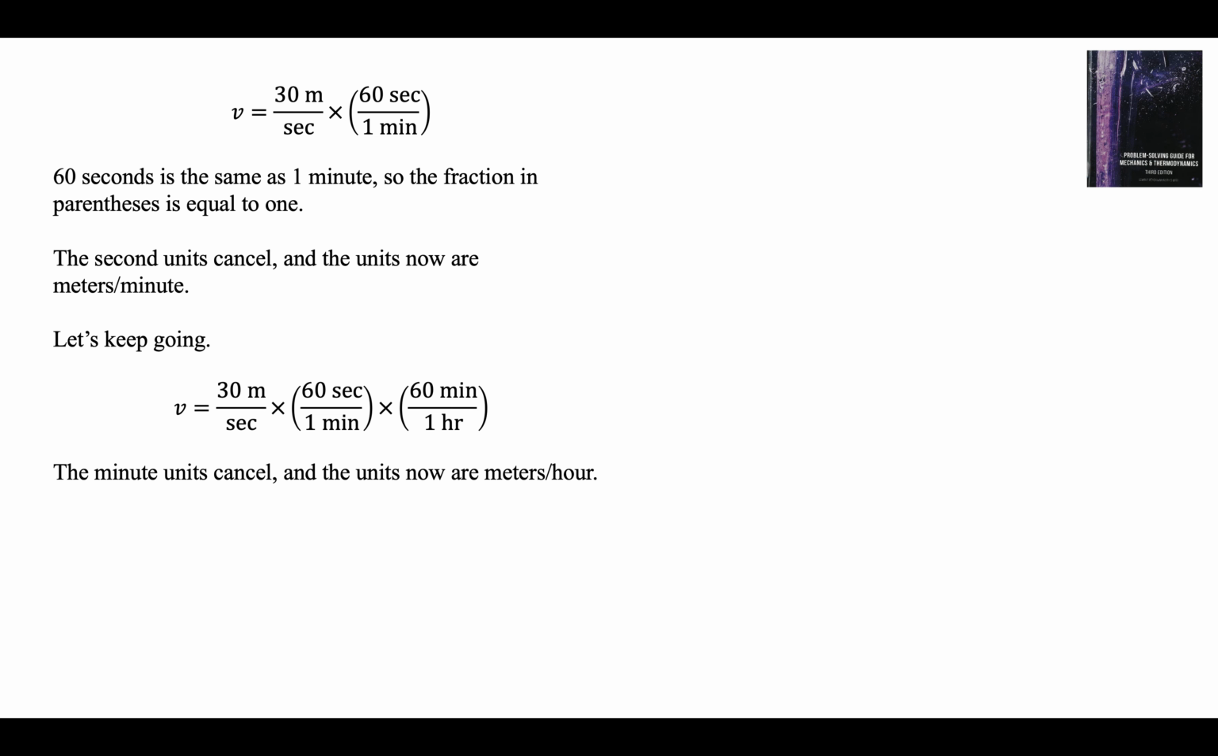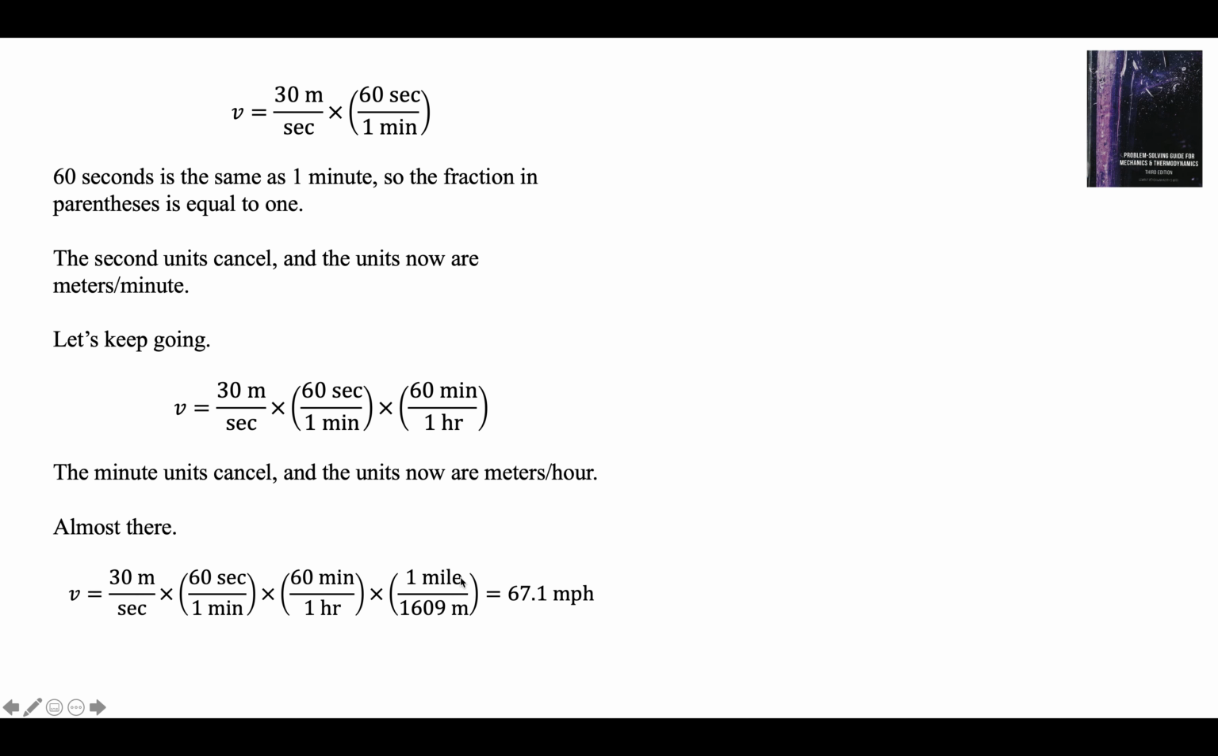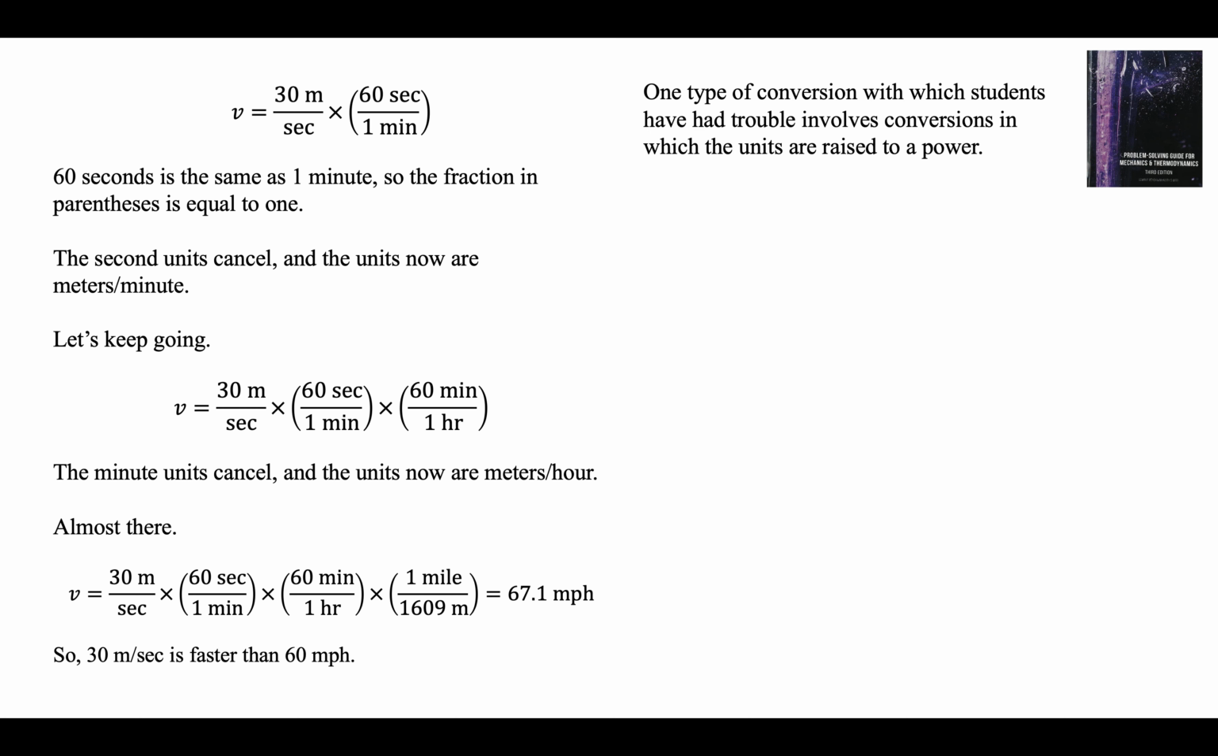Now, finally, we're going to go from meters to miles. There's 1609 meters in 1 mile. We put that in the bottom. The meters cancel. We get miles per hour, and it's 67.1. So 30 meters per second is faster than 60 miles an hour.